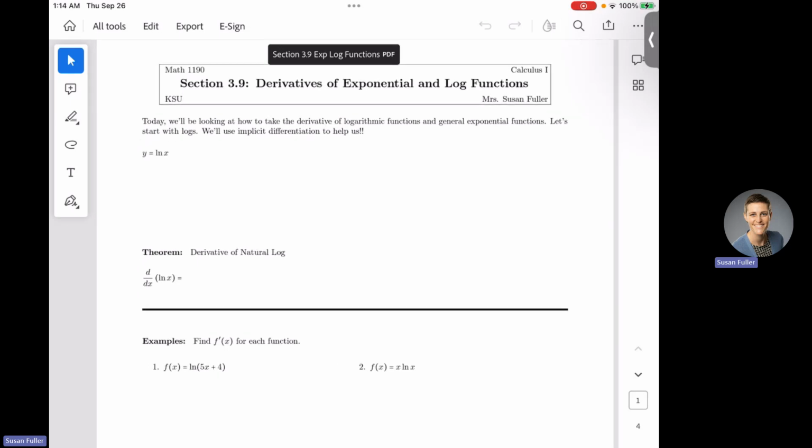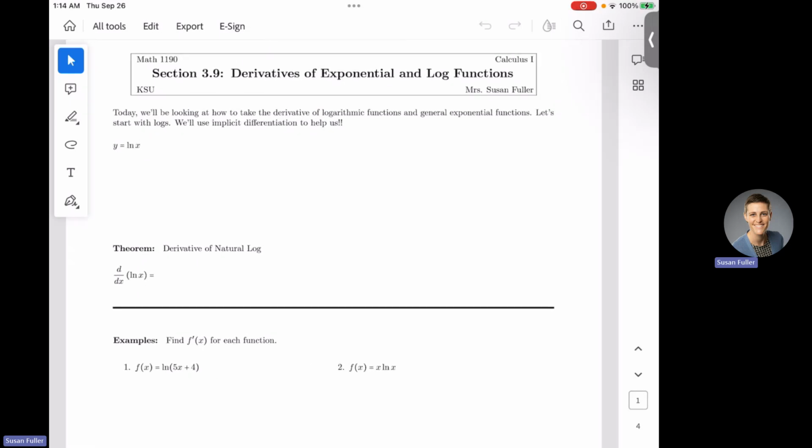Here we go. So now we're going to get into derivatives of exponential and log functions. Now you already have an exponential derivative rule in your repertoire, right? You know e to the x. E to the x is an exponential function. What's the derivative of e to the x? It's e to the x. So now we are going to say, what if I don't have e to the x? What if I have 5 to the x? And we're going to figure out how to do that derivative.